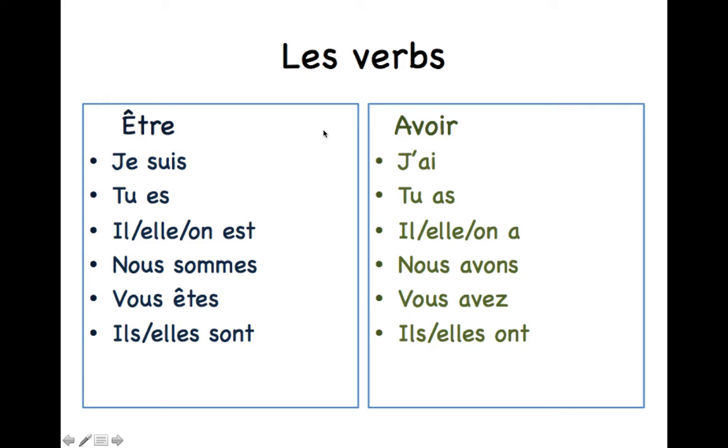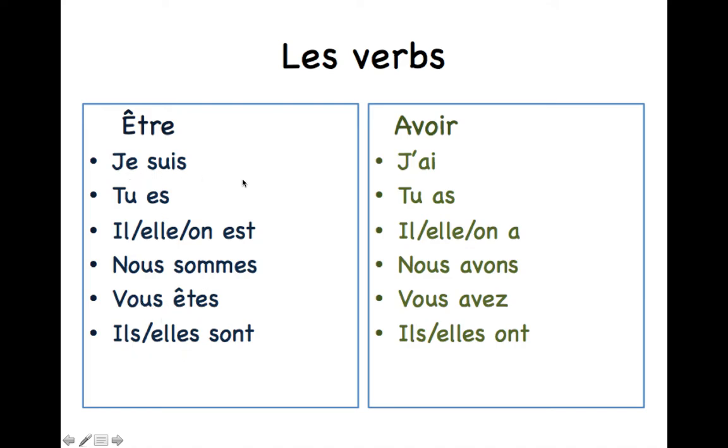The two most important verbs in French and a lot of other languages are être, to be, and avoir, to have. Our pronouns are je, tu, il, elle, on, nous, vous, ils, elles. So that is I, you, he, she, we, informal, us, you, plural, and they.